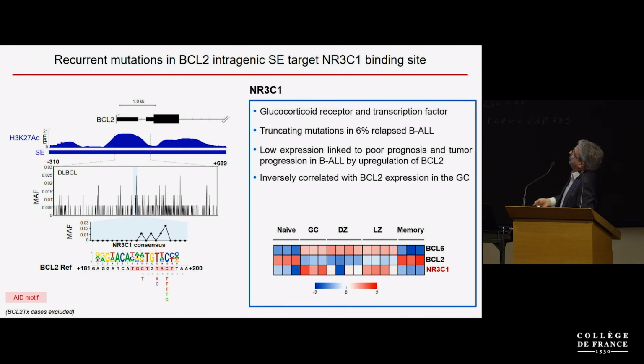This is a steroid glucocorticoid receptor and a transcription factor already involved in tumorigenesis, with truncating mutations in 6% of BLL. There is actually some relationship to prognosis in that. What encouraged us to think there might be something relevant here is the inverse relationship between NR3C1 and BCL2 in purified germinal center cells. So you see the germinal center, dark zone, light zone, the two areas. There is evidence for NR3C1 where BCL2 is normally completely absent from germinal center expression.